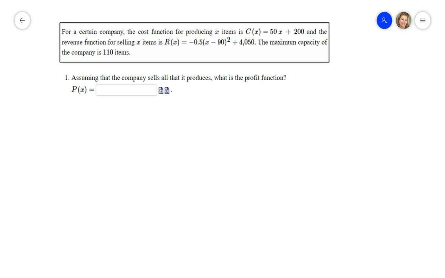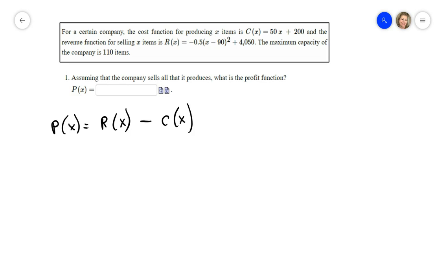Okay, so this is the discussion board in number 6. This is what was generated when I went into Mobius. And question number 1 wants you to find the profit function. And hopefully you do remember that profit is equal to your revenue minus your cost.